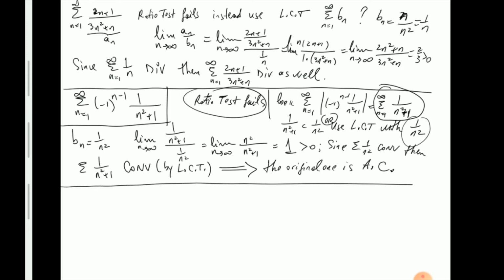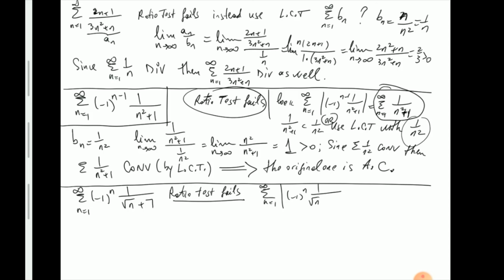So compare this example with the one that I'm going to write here, summation from 1 to infinity of minus 1 to the n, 1 over square root of n, let's say plus 7. Ratio test fails again. It's made of square root of polynomials again. We can look to see if it's absolutely convergent. Take the absolute value of that, and that gives me a series with positive terms.